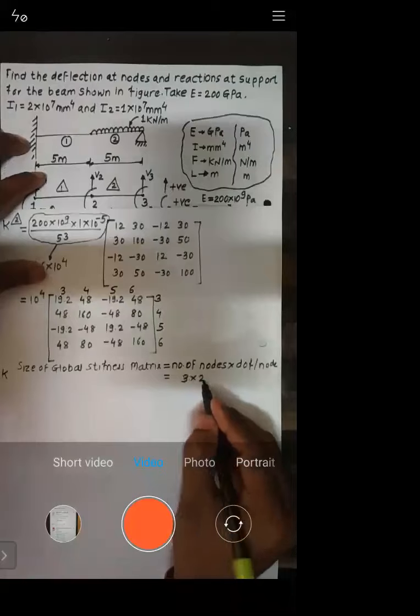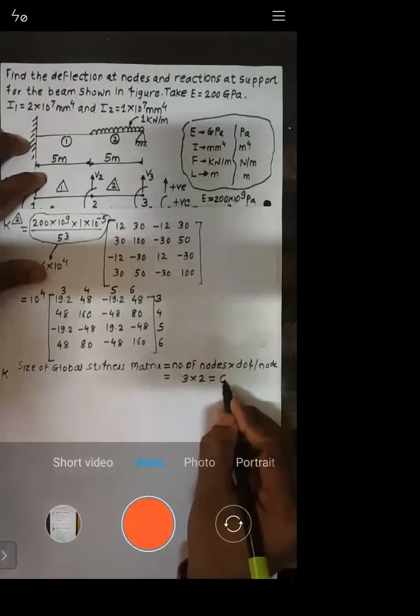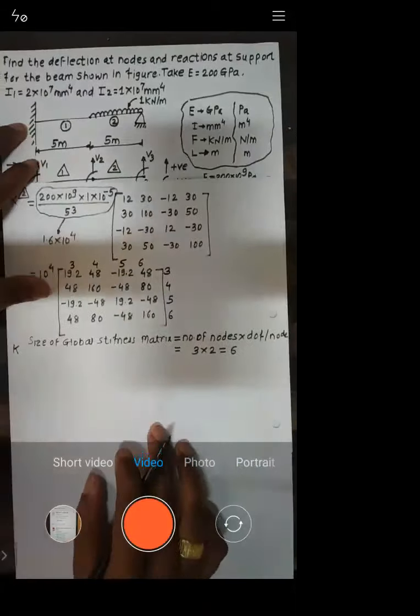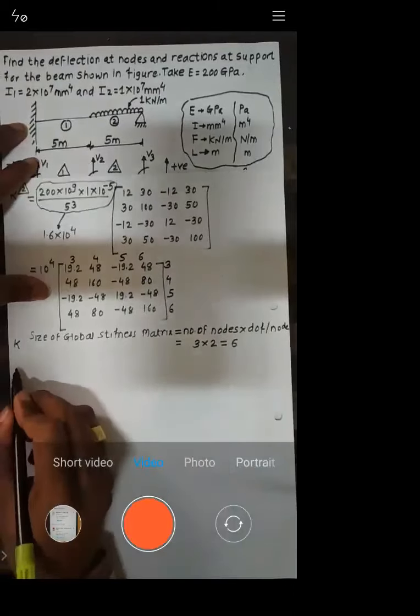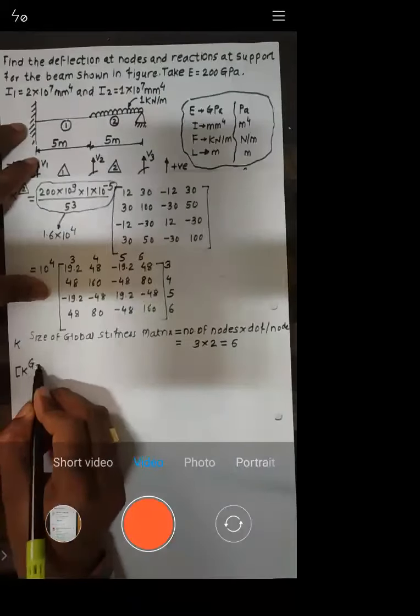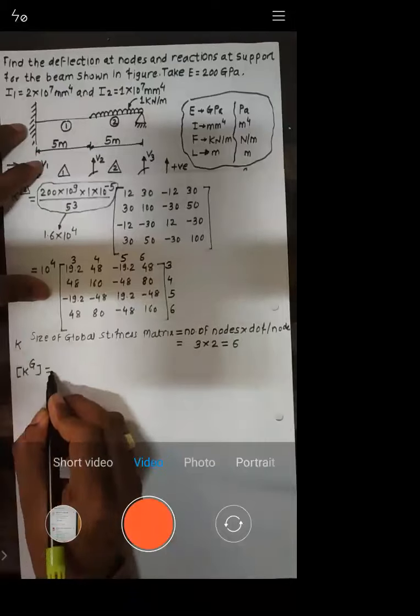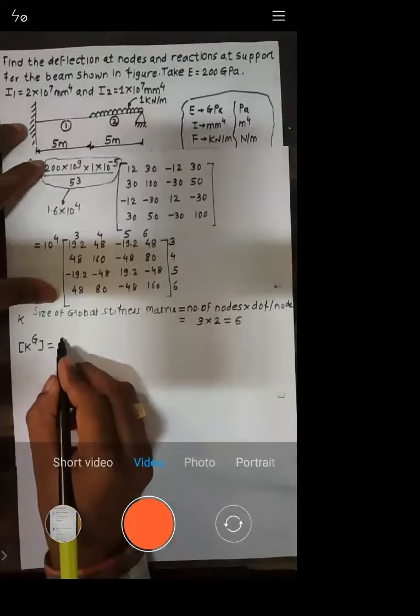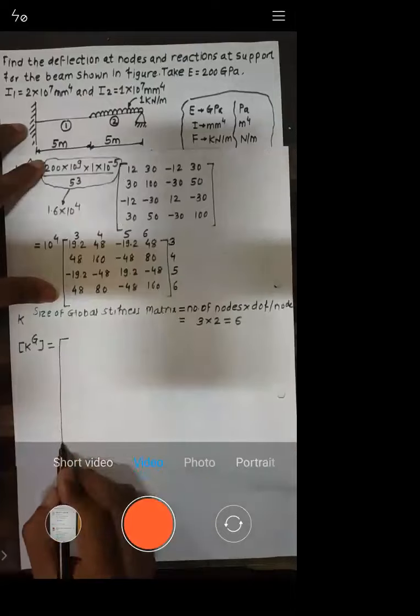And each node can move in 2 directions. So I'm getting 6, right? So the size of the global stiffness matrix is 6 by 6. Okay, so I will write it down here. The global stiffness matrix is given by, okay, so I need to assign the rows and columns here.